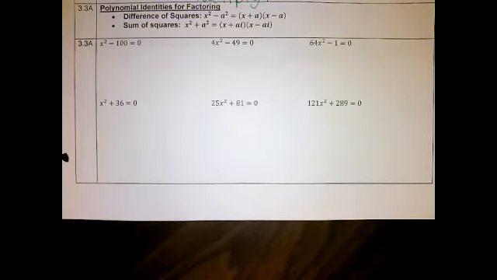Today we're going to do 3.3a, which is talking about factoring. So we're going to use a bunch of different techniques for factoring today. You've seen these before, but we're going to revisit them, show you them again, because they are really going to be something that you're going to have to continue to remember and continue to use.